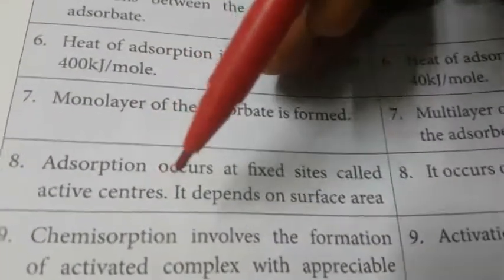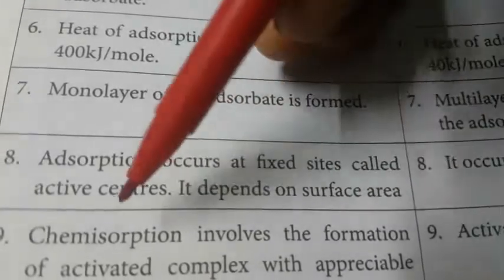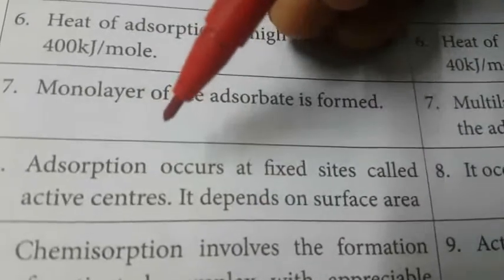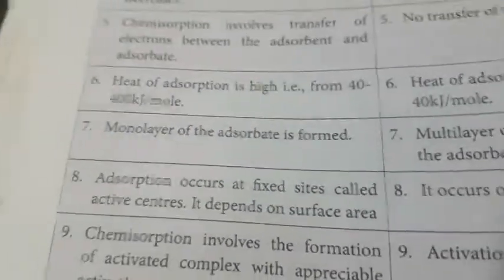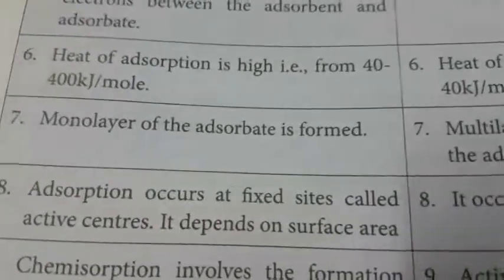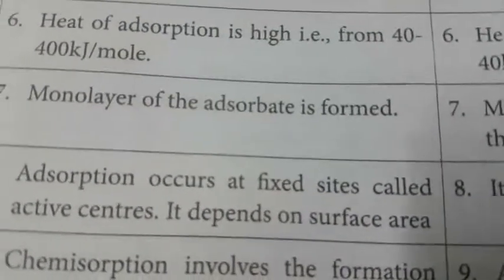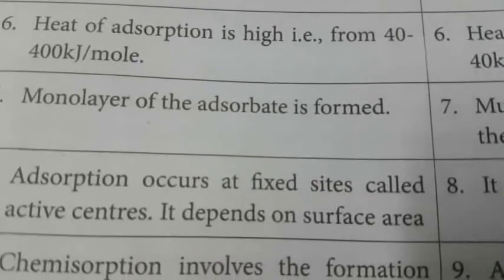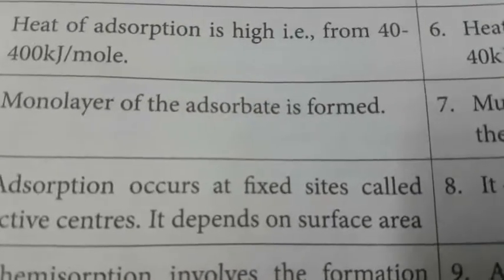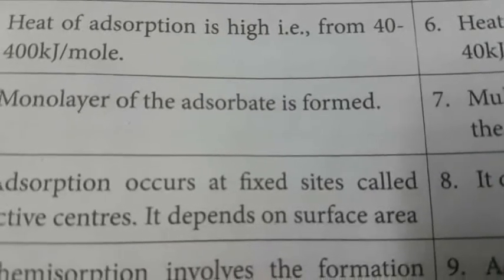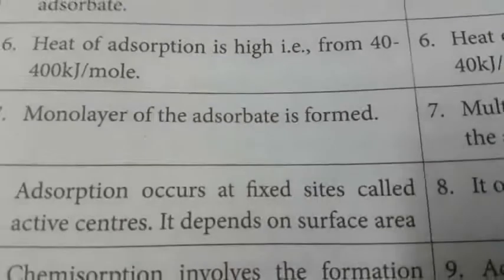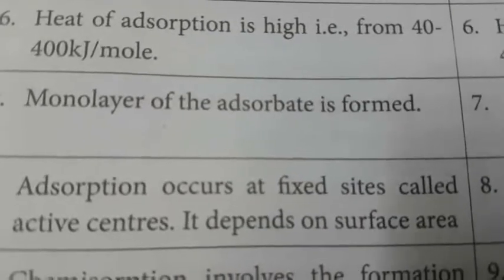Next one: chemisorption occurs at fixed sites called active centers. It depends on the surface area. What is the meaning of that? Suppose there is a surface; only the surface suitable to attract that chemical substance will be involved. If we place a substance at one place, the chemical will not add and bind everywhere. At one particular point where the reaction happens, that surface is called the active center.